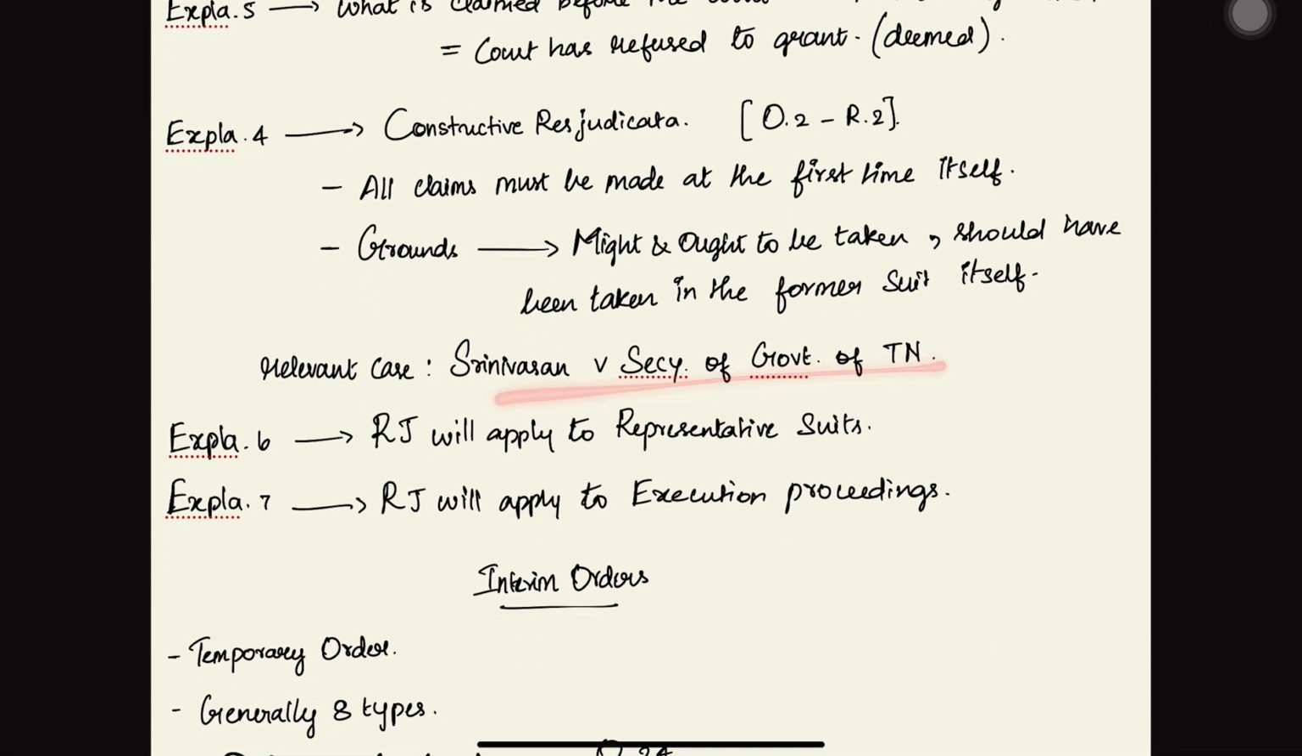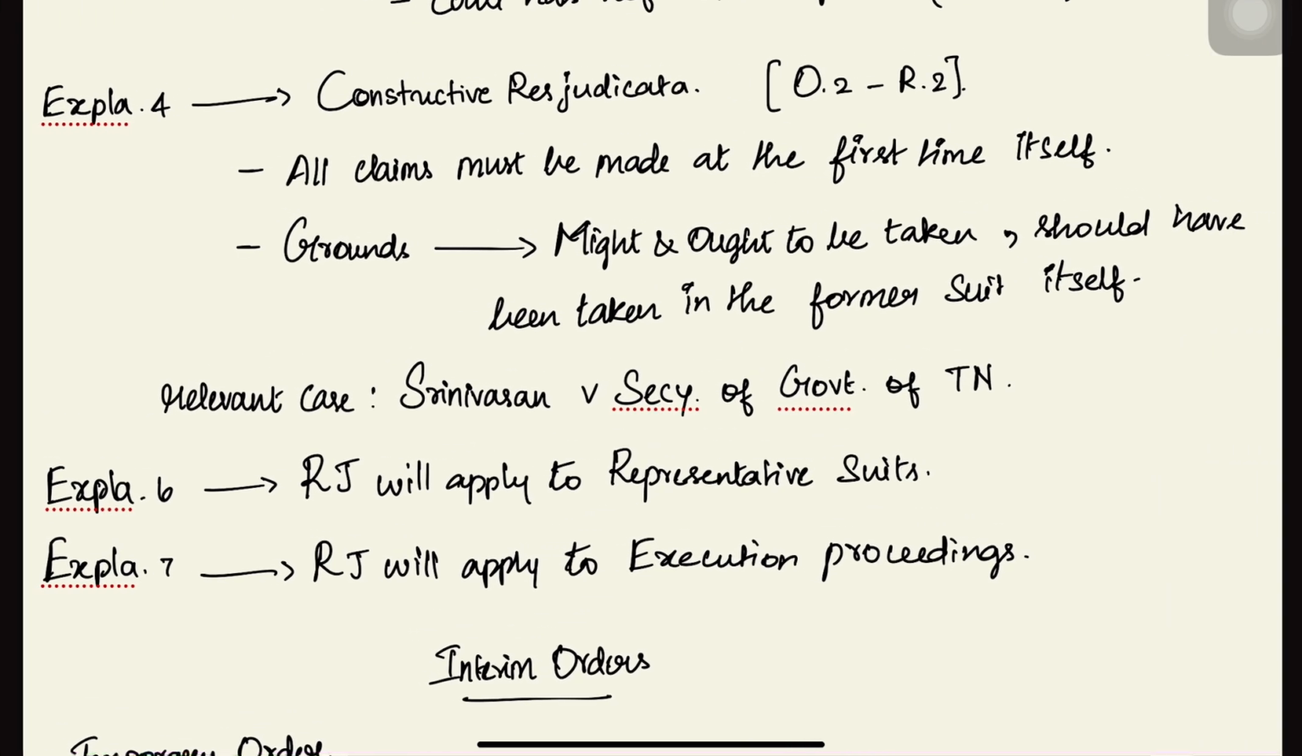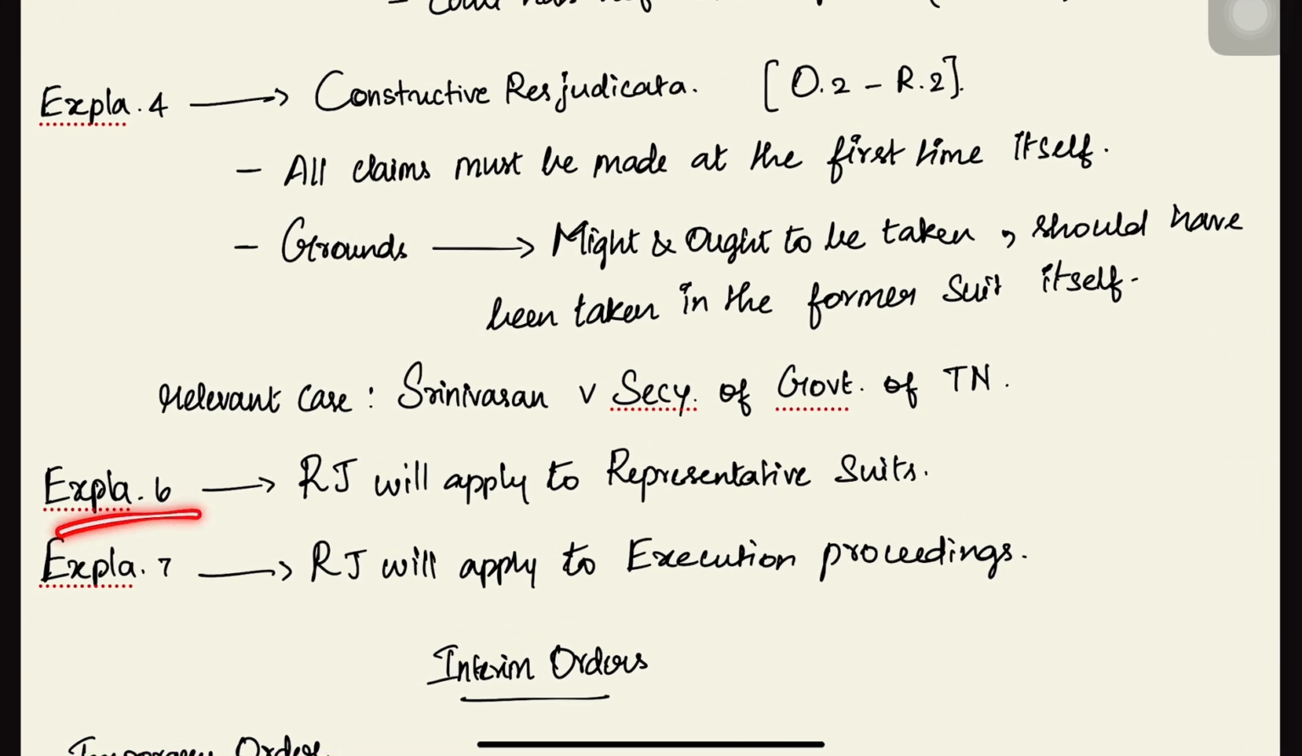The relevant case would be Srinivasan versus Secretary to the Government of Tamil Nadu. And there are two last explanations: Explanation 6, res judicata will apply to representative suits, and Explanation 7, res judicata will apply to execution proceedings as well. And that is about res subjudice and res judicata.